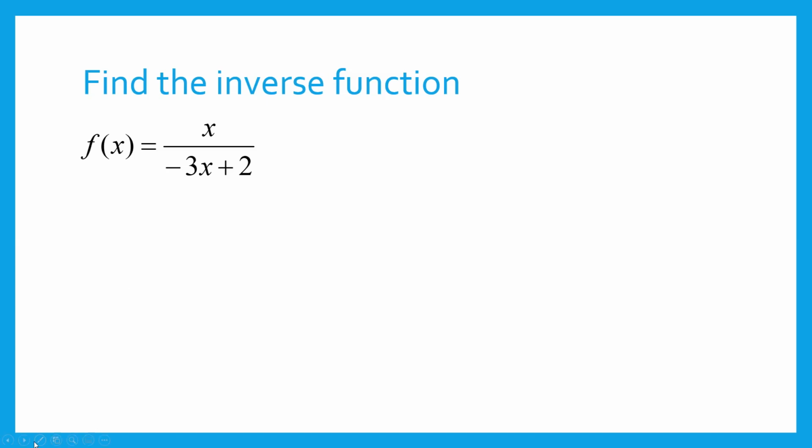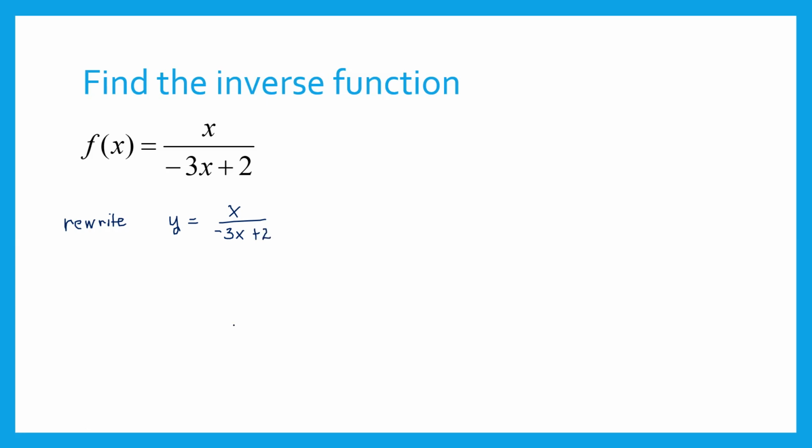So the first thing that I want to do is to rewrite the problem in terms of x and y, and I just do that so that I have easier variables to work with than the f of x notation. So my first step is literally a rewrite. And we know that f of x is equivalent to the y. So I'm just going to rewrite as y equals x over negative 3x plus 2.